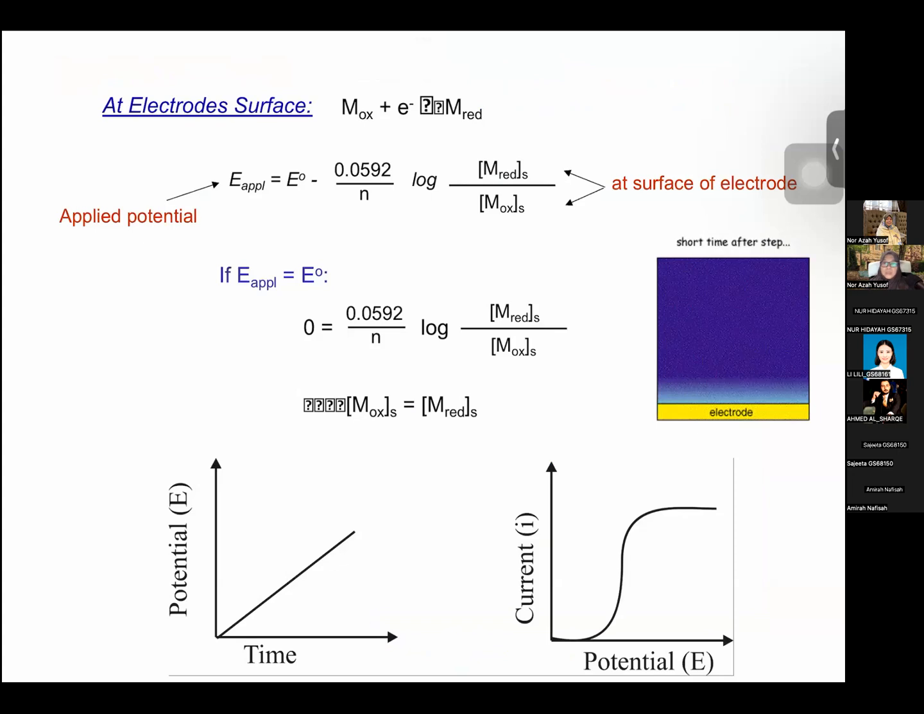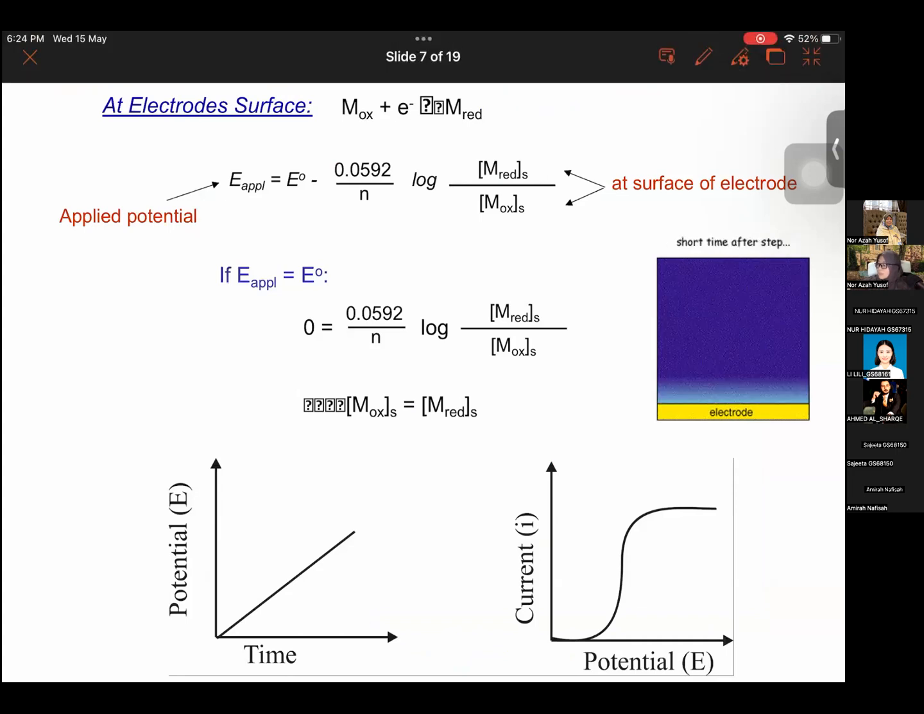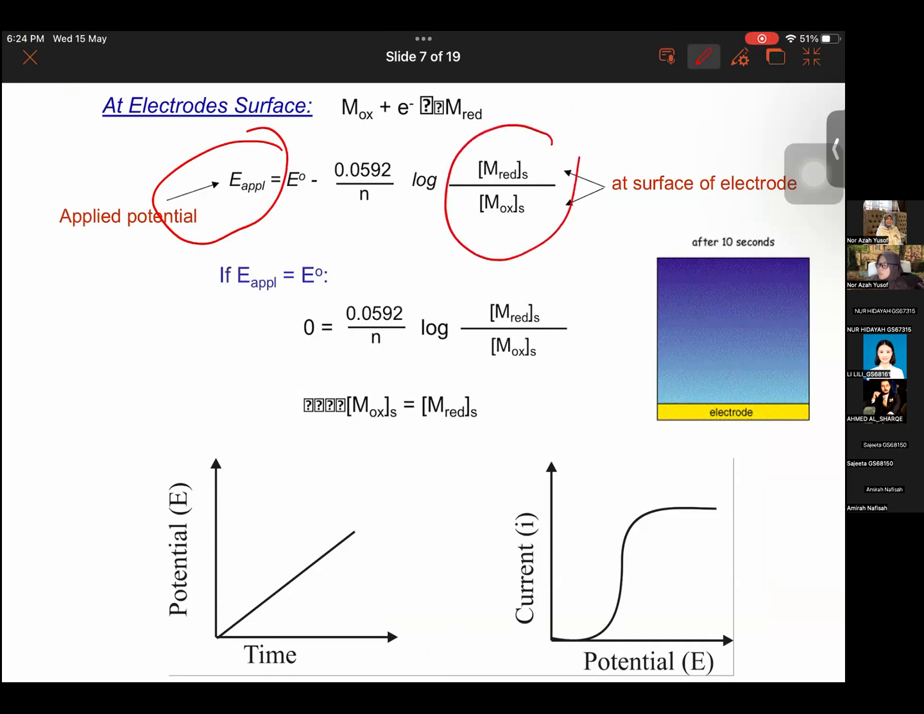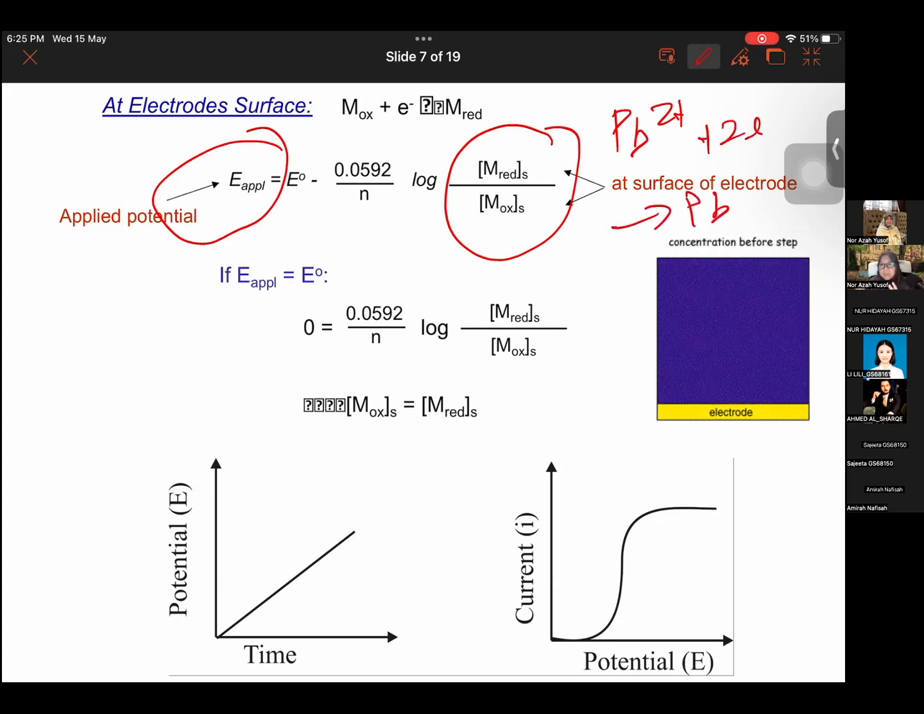And this is the Nernst equation involved. You can see the applied potential, and this is the concentration of the analyte. In this case, Pb2 plus plus 2 electrons producing Pb, plumbum in elemental form. So this is the basic.